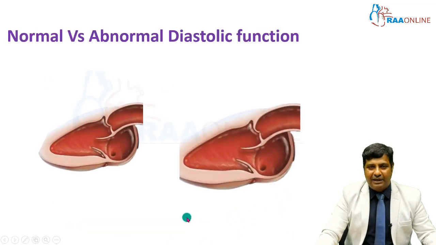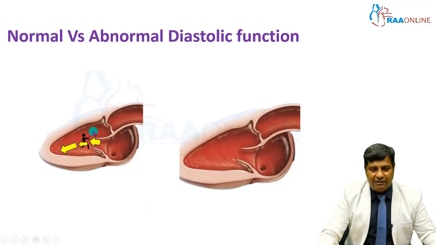Let me explain that. In the normal phenomenon, because of the sucking effect, the LV just sucks the blood from the left atrium once the mitral valve opens. But during the pseudo-normal pattern, because of the increased pressure in the LA, the LA starts pushing the blood into the left ventricle. This is the difference between the normal and the pseudo-normal pattern.